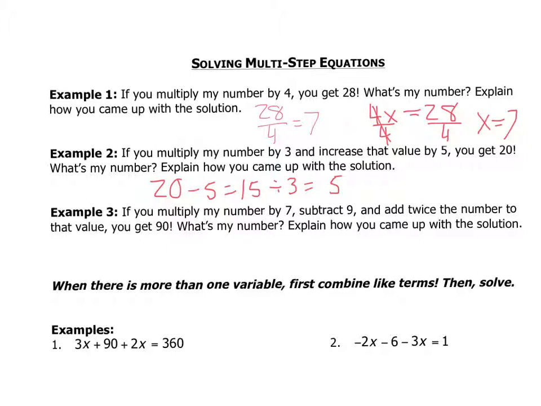Okay, for example 2, we start reading through and it says you multiply my number by 3, so that's 3x. Increase that value by 5. What does increase mean in math? Add. So plus 5, you get, equals 20. To solve that equation, we do just what we did before: subtract 5, divide by 3. What about example 3? That's a little harder. You multiply my number by 7, so that's 7x. Subtract 9, so minus 9. And add twice the number, so 2x, plus 2 more x's. You get 90.